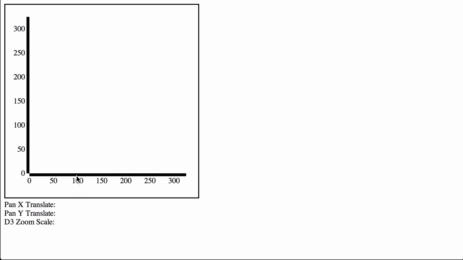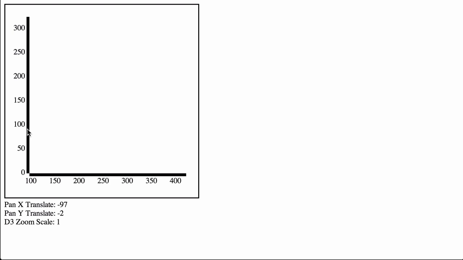Let's start by clicking on the x-axis and moving it to the right. You can see that I panned the chart so that the 100 x-axis point is now at the far right end of the x-axis. The pan x translate tells us how many pixels we move to the right. We can move it back to the left as well. You can see that I panned the chart so that the 100 x-axis point is now at the far left end of the x-axis. The pan x translate tells us how many pixels we move to the left. In this case, we moved 100 pixels.